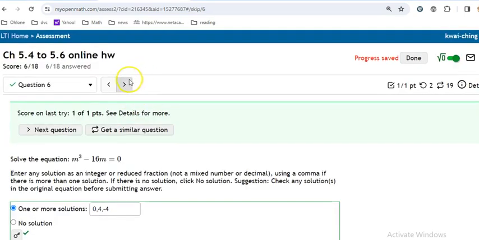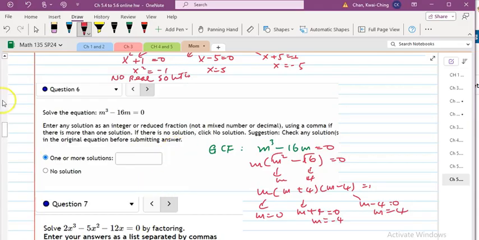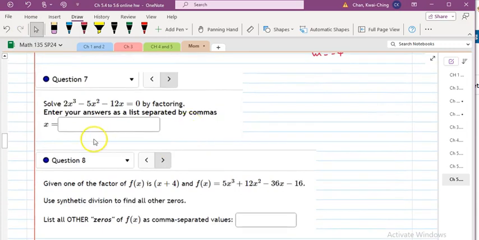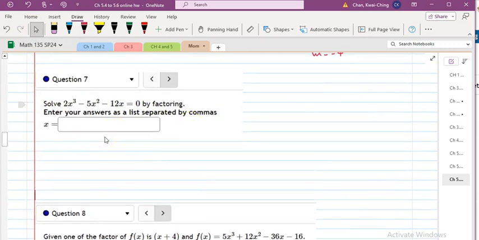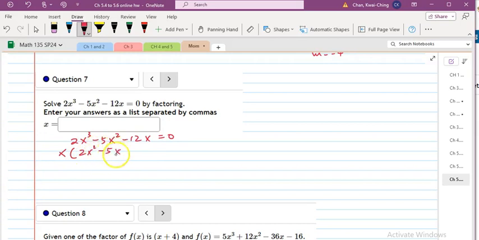7. Another factoring question. In 5 we do a lot of factoring. So we have to do this by factoring. So first of all, look at GCF. Okay, write it down first. 2x cubed minus 5x squared minus 12x equal to 0. Oh, there's x everywhere, so we factor 1x out. 2x squared minus 5x minus 12 equal to 0.